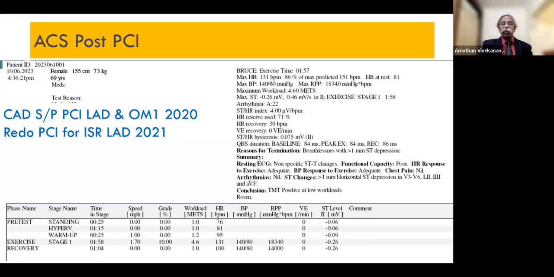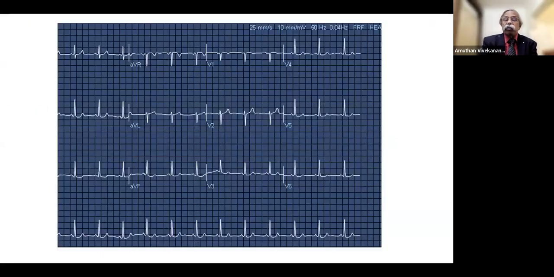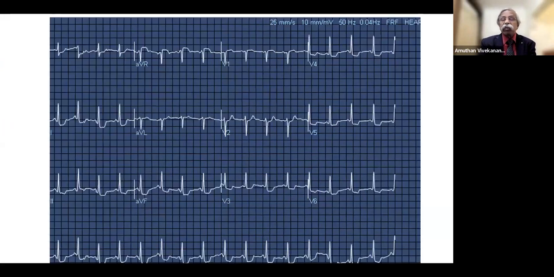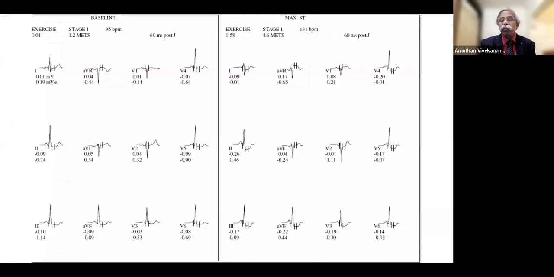Now we can look at this case post CABG also. This is a patient who was stented in 2020 in the LAD and OM1, and went in for in-stent restenosis, so redo PCI for in-stent restenosis in 2021. The patient again had symptoms on exertion and even at rest. This is the basal ECG, showing marked ST segment depression in V5, V6, and lead II also.